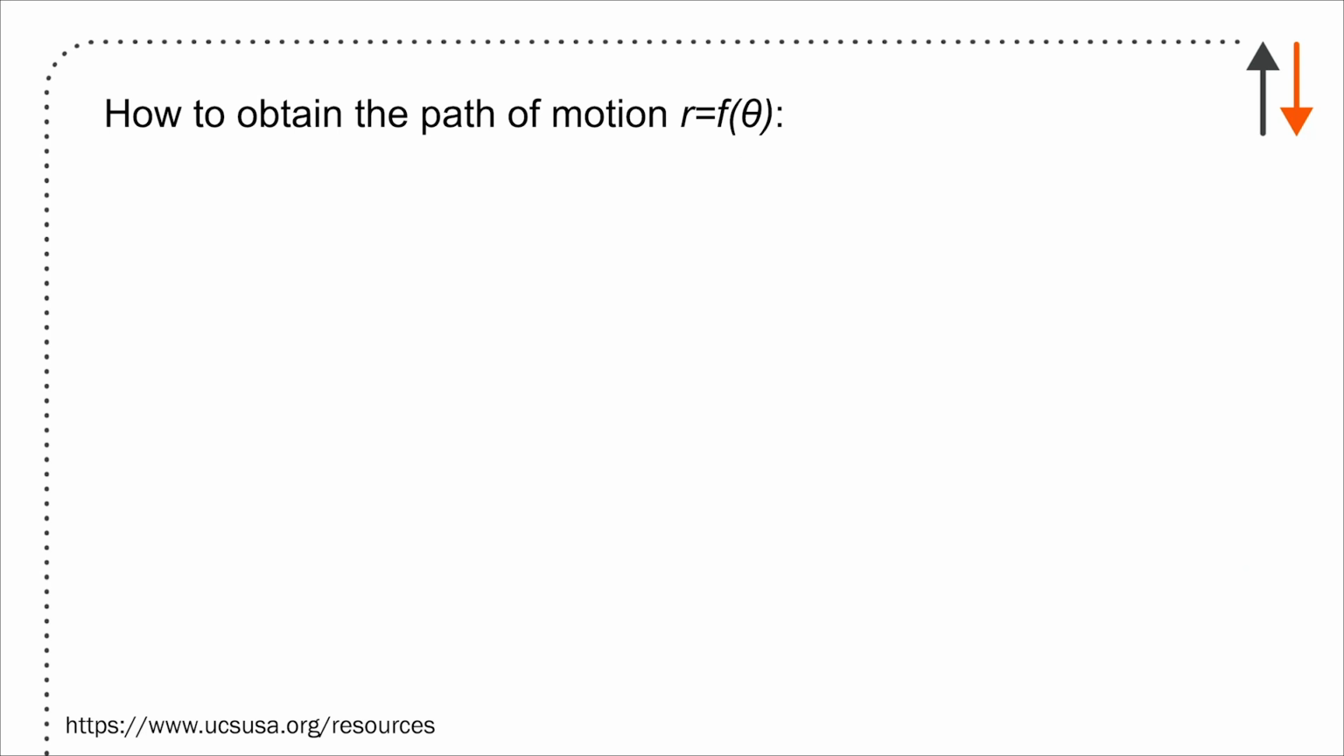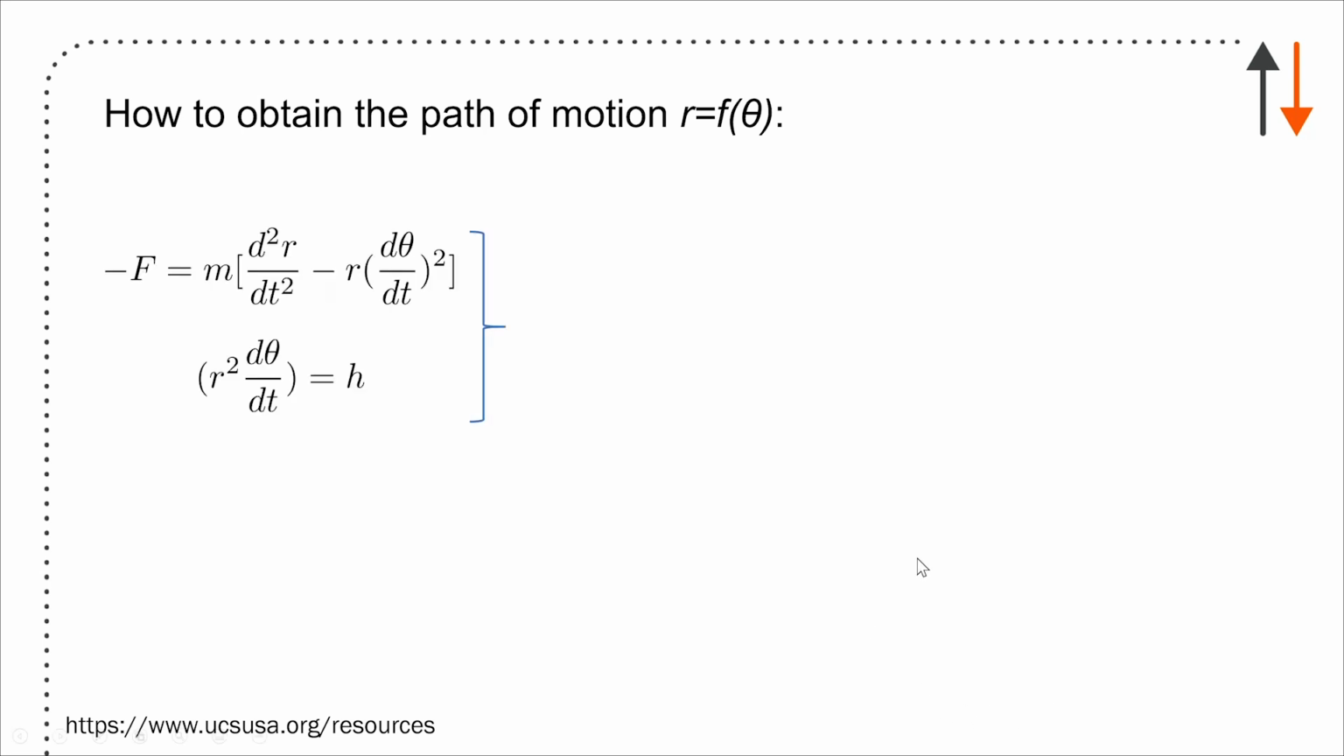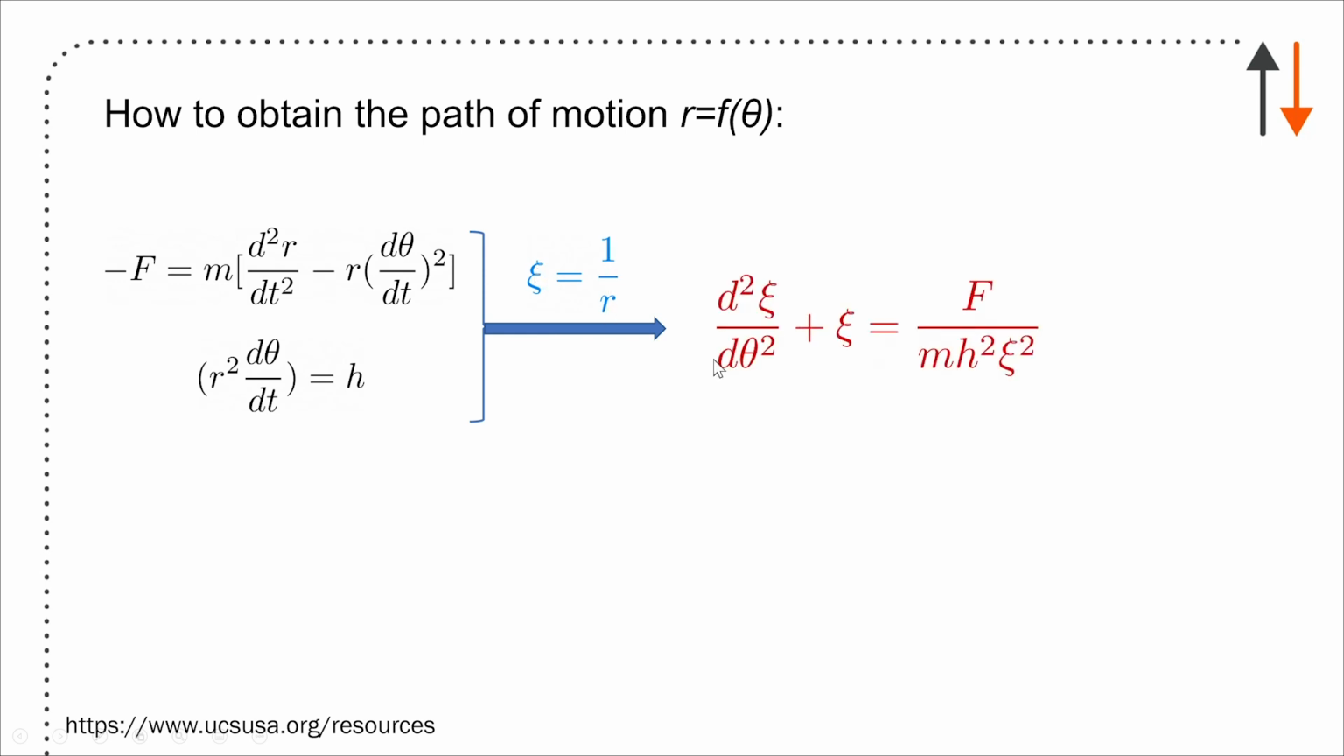Now the other question is how I can obtain the path of motion, or find r as a function of theta. We found two different equations, an equation for force in the r direction and an equation for the force in the theta direction, which gives us a constant h. And if we put these two together, and also define a new variable c equal to 1 over r, we find that we have a differential equation which can define the path of motion.